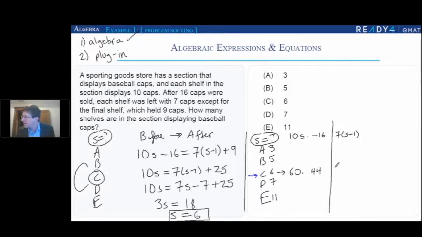Okay. So that's going to be 7 times 5. And then I'm also just going to add on 9. 9's a constant, that doesn't change. And then what I'm going to do is compare these two values.